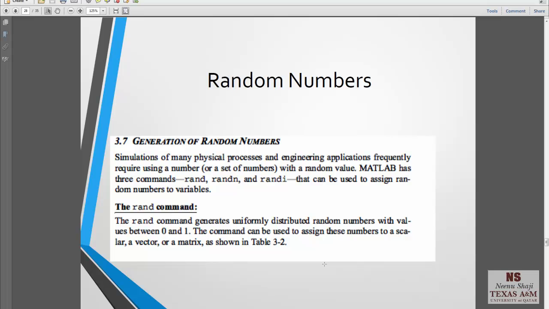Random numbers. Generation of random numbers. Simulations of many physical processes and engineering applications frequently require using a number or a set of numbers with a random value. Matlab has 3 commands, rand, randn, and randi, that can be used to assign random numbers to variables. The rand command. The rand command generates uniformly distributed random numbers with values between 0 and 1. The command can be used to assign these numbers to a scalar, a vector, or a matrix.